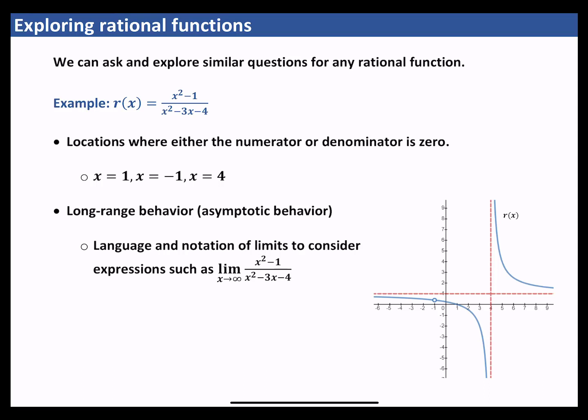In addition to considering the behavior of rational functions up close at important x values, we can also study their long-range behavior to see if they demonstrate asymptotic behavior. Here, like with polynomial functions, we use the language and notation of limits and consider expressions such as the limit of the polynomial x squared minus 1 divided by the polynomial x squared minus 3x minus 4 as x increases without bound. The long-term behavior of polynomial functions helps us to understand the long-term behavior of rational functions.